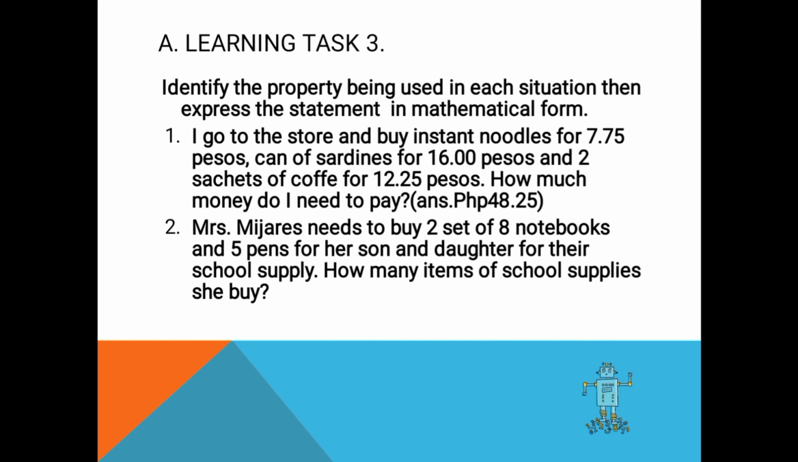So, all you have to do is add 7.75 pesos, and the can of sardines for 16, then the 2 sachets, so you multiply 2 times 12.25. Then add the results, so you check the answer if it is correct. How much money do I need to pay? Okay, then what property is that? You will have here the closure property of addition, and the other one, 2 times 12.25, is the closure property under multiplication. You do the number 2 problem.